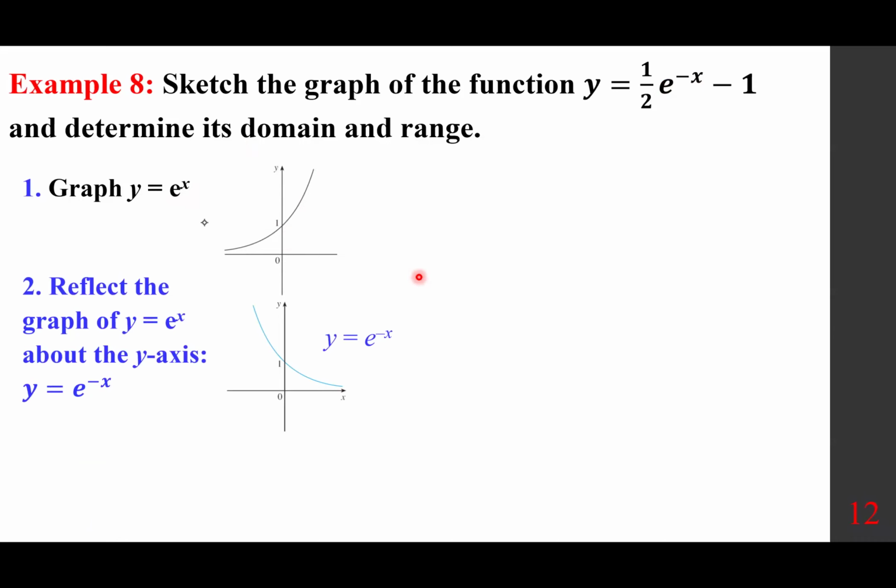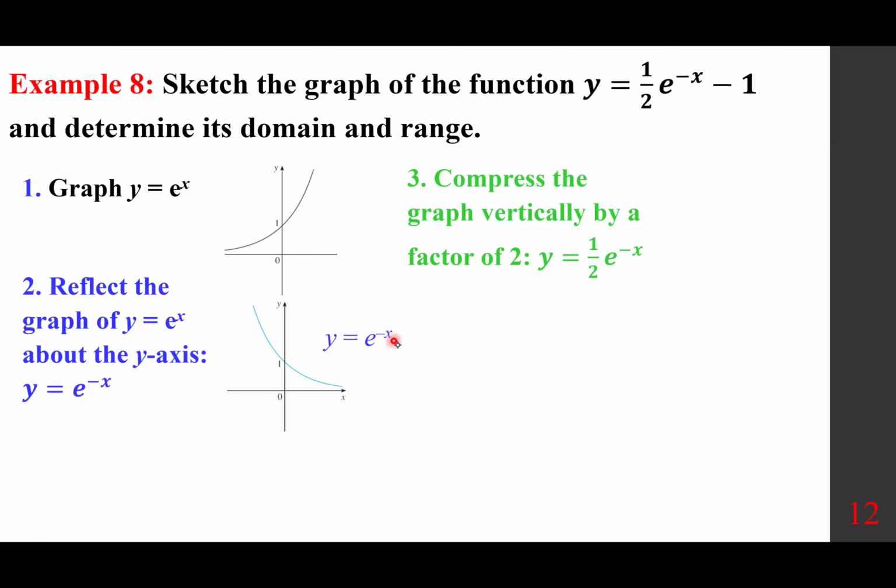So we got from e to the power of x to e to the power minus x. And the next one is to take care of 1/2. So we want to multiply that by 1/2. So the third step is to compress the graph vertically by a factor of 2, make it smaller, half of e to the power minus x. So this becomes smaller. And the result is that this was located at 0.